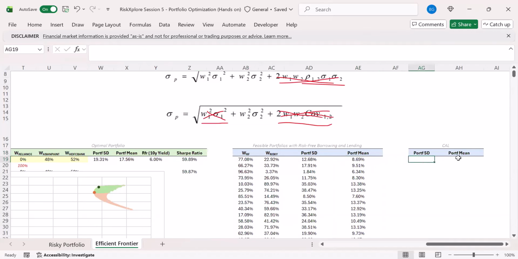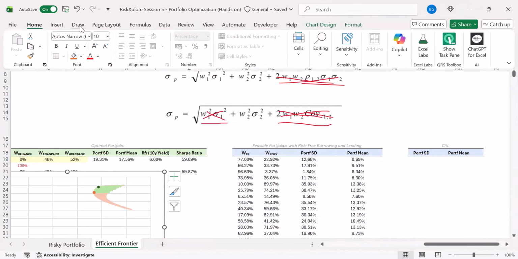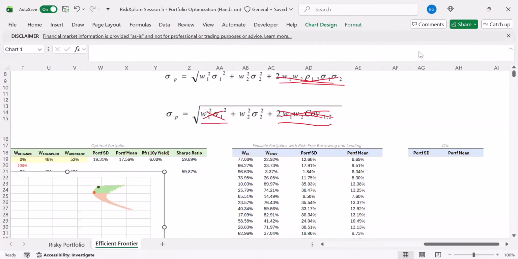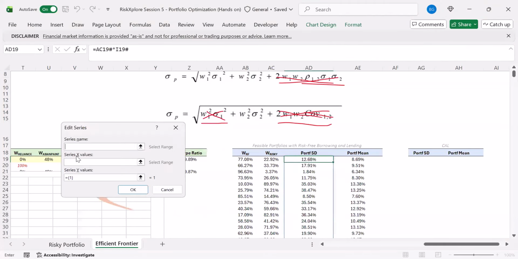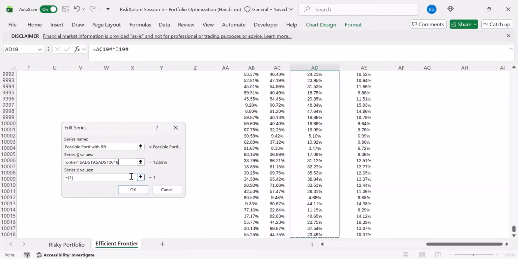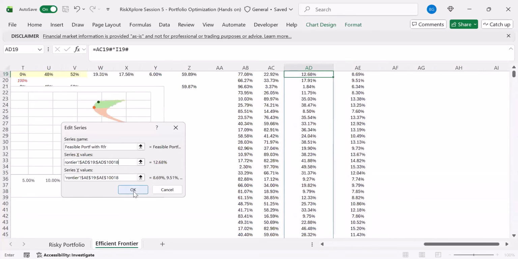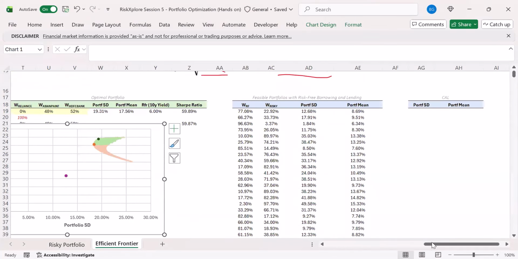So we have the portfolio mean. Now we have to find out the capital allocation line. But before that, let's plot all these feasible portfolios here in this chart. So let's go to the chart design tab, select data, add, and let's name this as feasible portfolio with RFR. And our X will be this range here, and our Y will be this range here. Okay, and okay. So we have this.